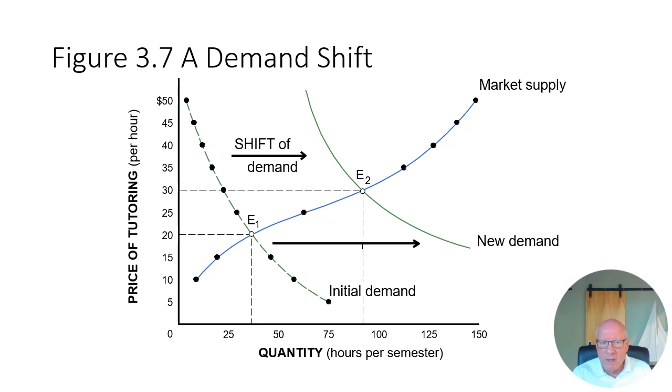In this example, an increase in demand triggered a higher price. As the price went up, more tutors came into the market until eventually that shortage was eliminated as the extra tutors come into the market, and buyers and sellers are now at balance at the new equilibrium E2 instead of the original equilibrium E1.